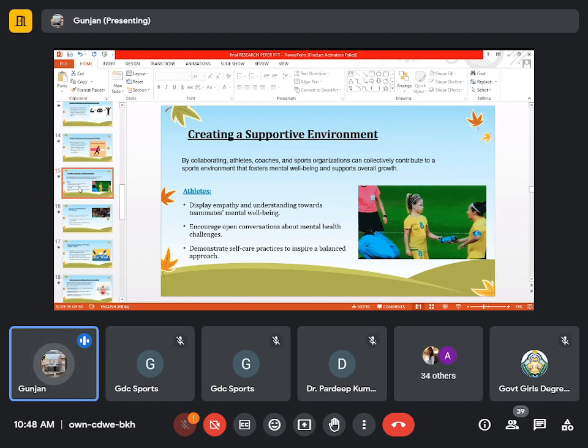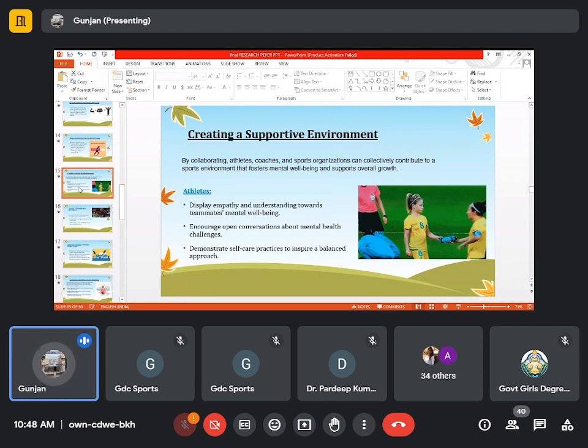Creating a supportive environment. ये सपोर्टिव इन्वायरमेंट सिर्फ एक एथलीट के लिए नहीं, एक जो उनका ऑर्गेनाइजिंग कमेटी है और जो कोचेस है उनका भी हक एक बनता है कि एथलीट्स के लिए वो एक सपोर्टिव इन्वायरमेंट क्रिएट करें. By collaborating, athletes, coaches, and sports organizations can collectively contribute to a sports environment that fosters mental well-being and supports overall growth. It is very important for overall growth.